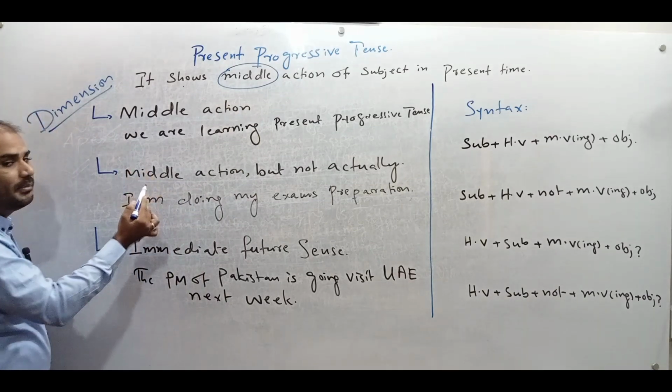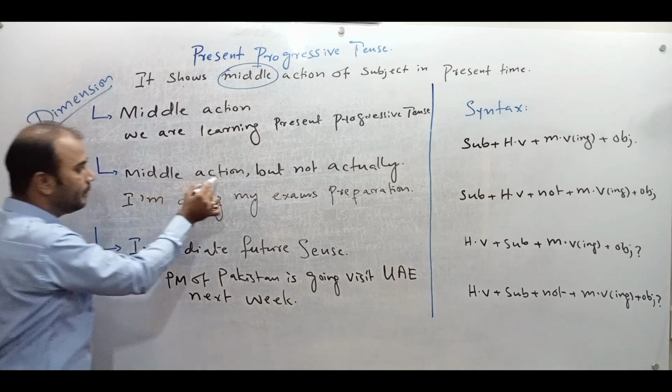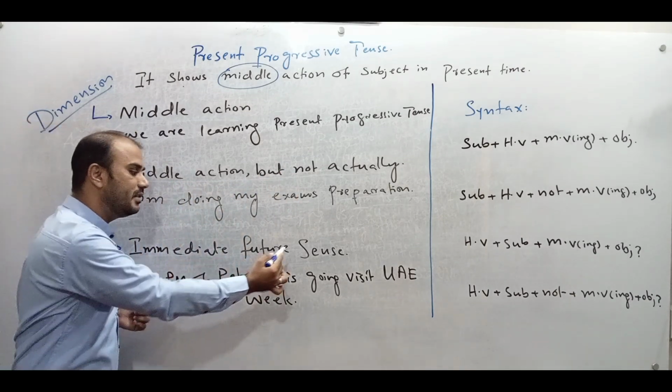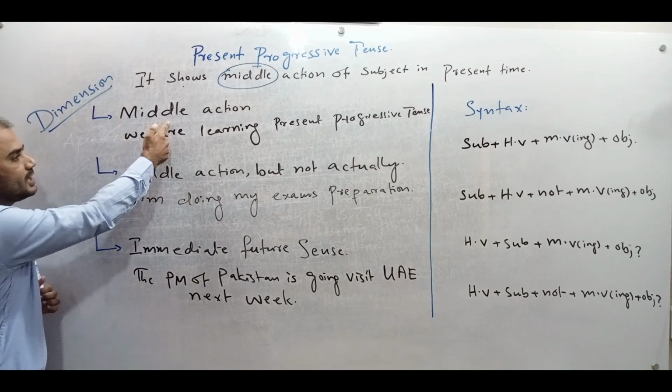What kind of middle actions are going to be there? Middle action, that is actually. Middle action but not actually. And third, the one we have talked about, that is the immediate future tense. We will discuss them one by one. So see, middle action, that is actually.